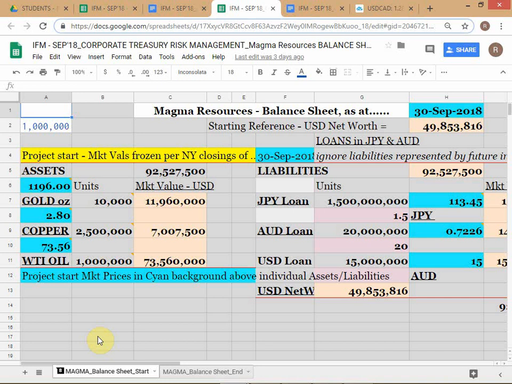Okay, so in column H, what you can see are the spot rates. In column H, you have spot rates of dollar yen and Aussie dollars. These are important. Why are these important?